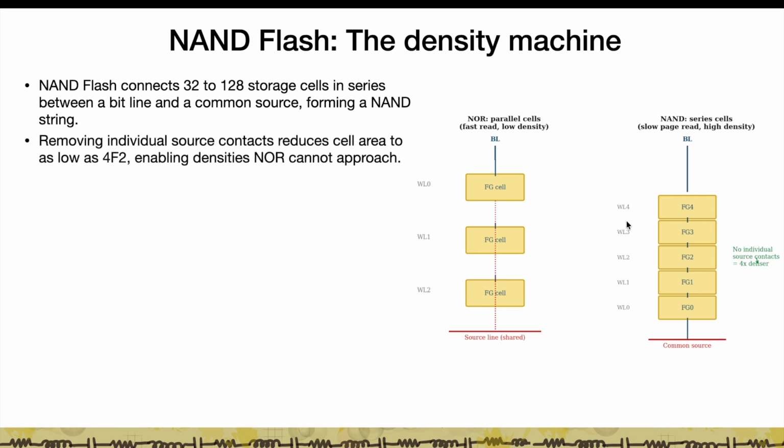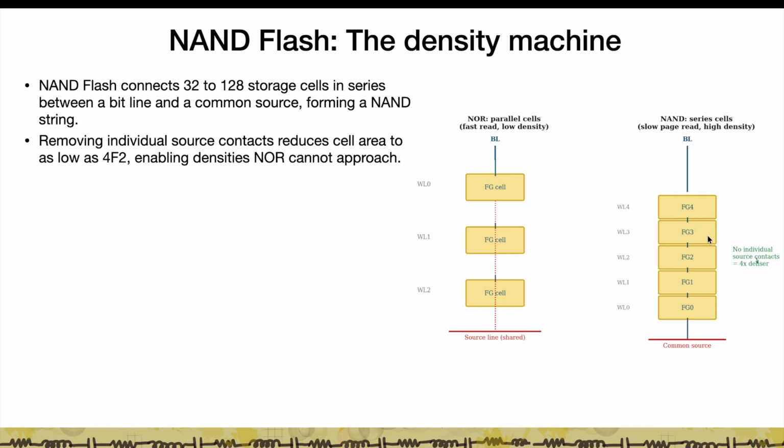Now look at the NOR versus NAND diagram. In the NOR structure, every cell has a direct connection to the common source. You can see the crimson dotted lines running from each cell down to its source. Each of those connections consumes die area.